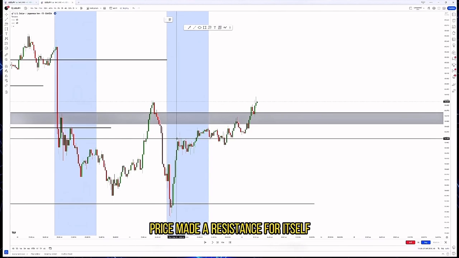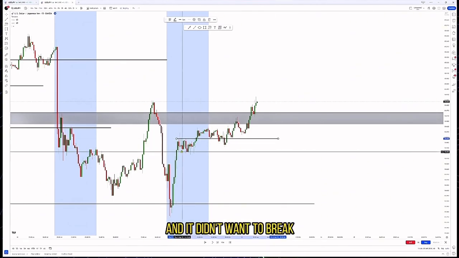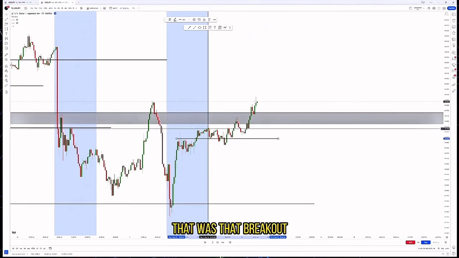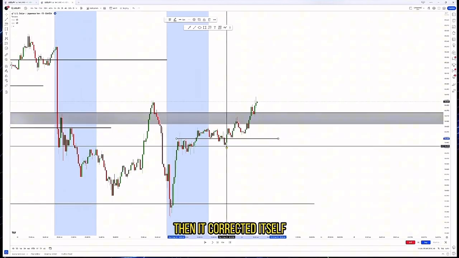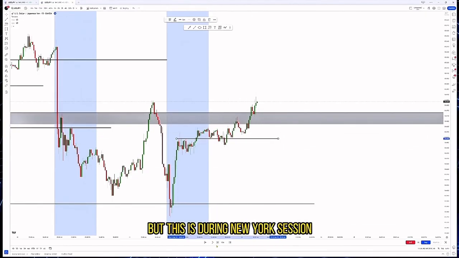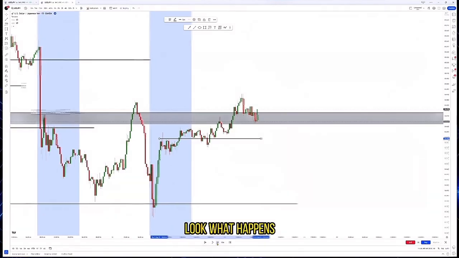Price made a resistance for itself. As we can see, price gave a little reaction in this area and it didn't want to break. This was a resistance indication. That was that breakout. Then it corrected itself and then it's back above that level. But this is during New York session, and this is not during New York session, so we're not really worried about that. So out of session, look what happens.